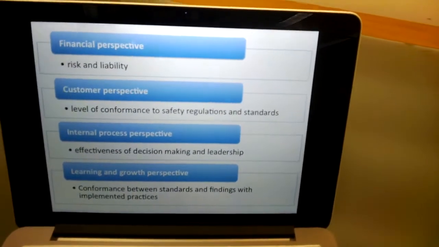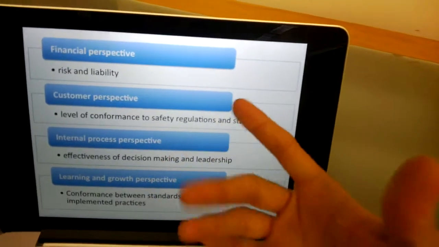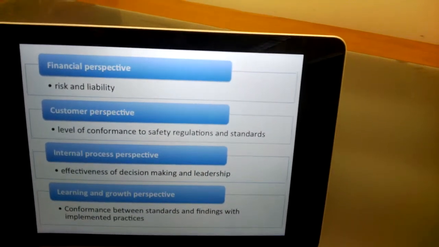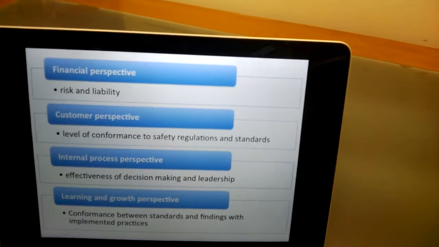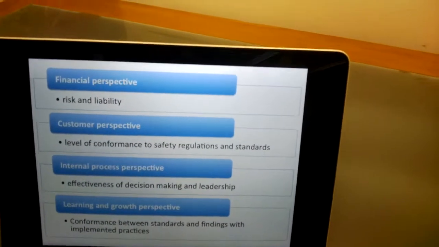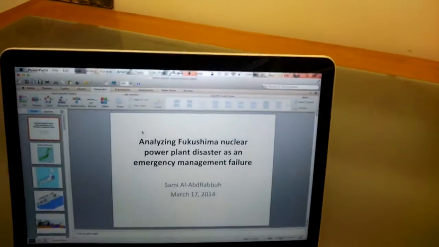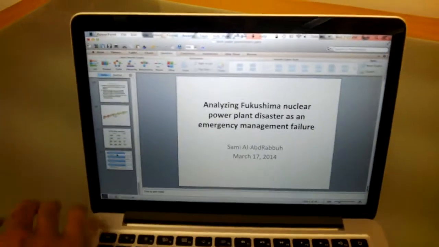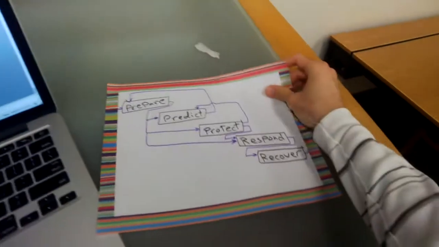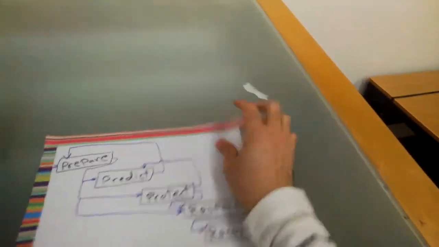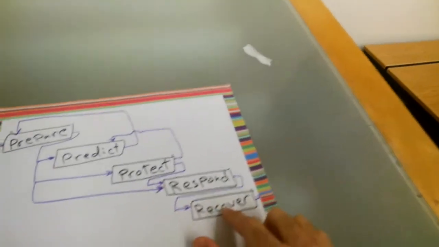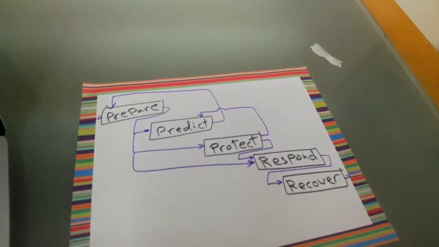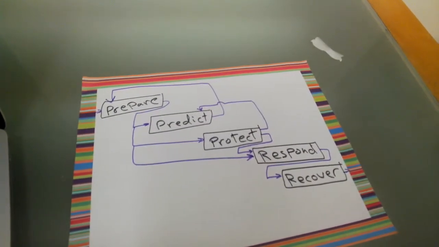Here, I would say that the four performance measures did not really have a high level of magnitude before the disaster, and that might have led to the disaster. Now, going forward into the model that I proposed, we would see that prepare, predict, protect, respond, and recover is a model that might give us a better understanding of how we can mitigate the problem.